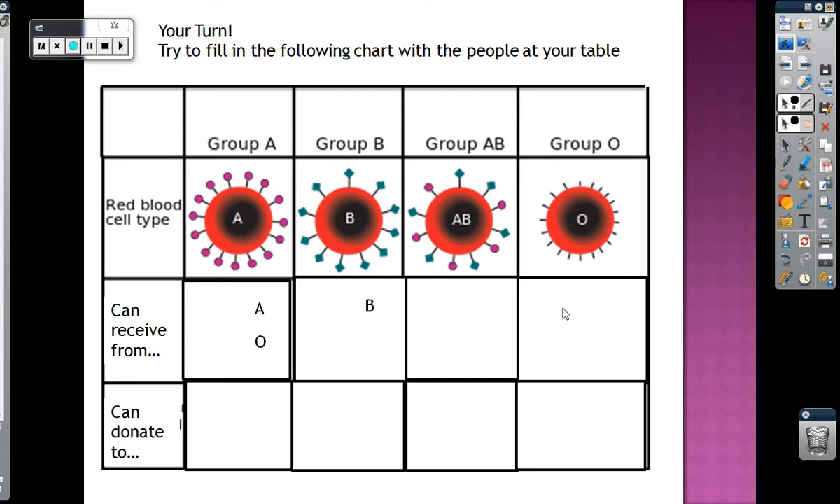A person who has type B blood can receive from B, obviously for the same reasons. They can also receive from O for the same reasons, because O is a naked red blood cell. There are no antigenic markers on it, so there's nothing to tag it as foreign.